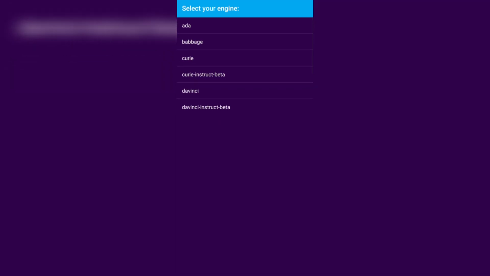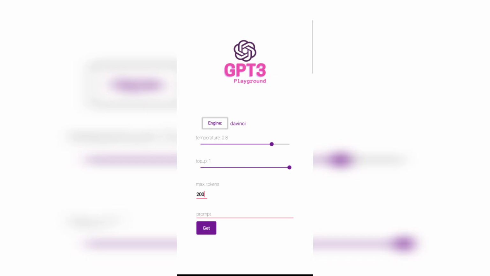And we have the engines, in this case, from the cheapest to the most expensive. The cheapest is also the fastest, the Ada. Then you have the Babbage and Curie. Curie Instruct Beta, the Instruct versions of Curie and Da Vinci are very new models, and they actually sort of require zero-shot learning. They better understand your prompt. Okay, now for our purposes, we're going to focus on the two most expensive, which are Da Vinci and Da Vinci Instruct Beta. And we'll start with Da Vinci.